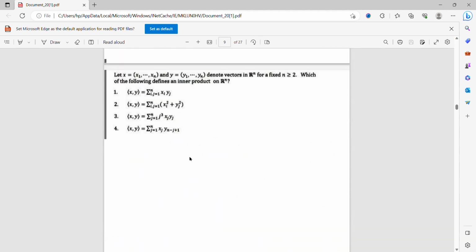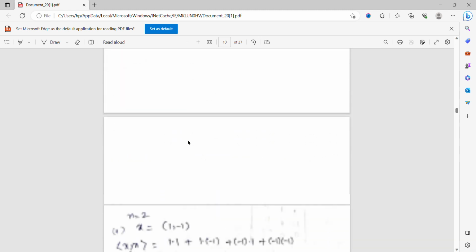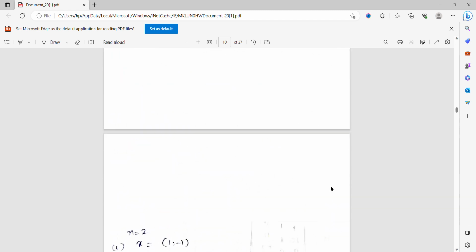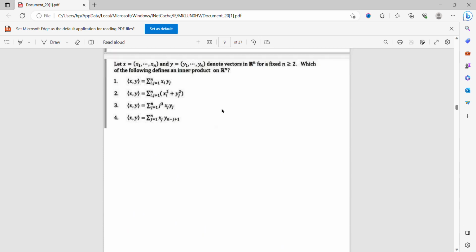Now similarly for the next one, I can again take n equal to 2 and x equal to (1, 0). That means inner product of (1, 0) with (1, 0) is 1 into 0 plus 0 into 1, that is also 0, but x is not equal to 0. So the first, second and fourth are all wrong here, so only the third one is correct.